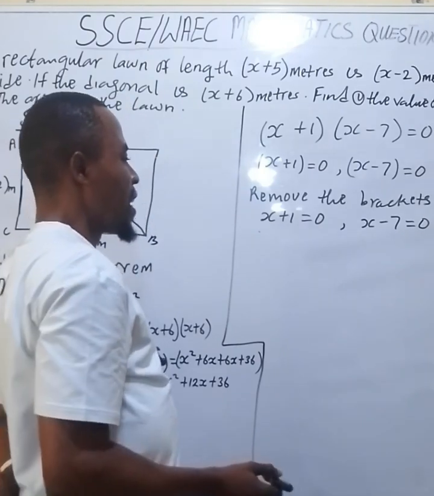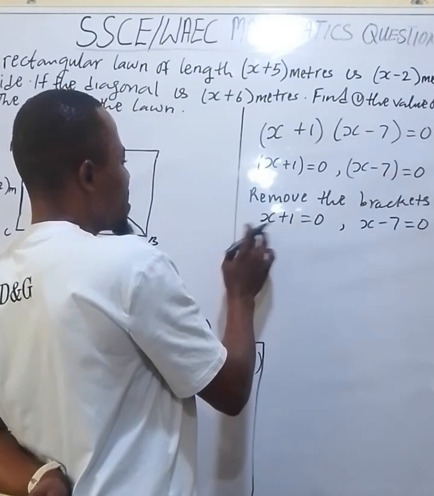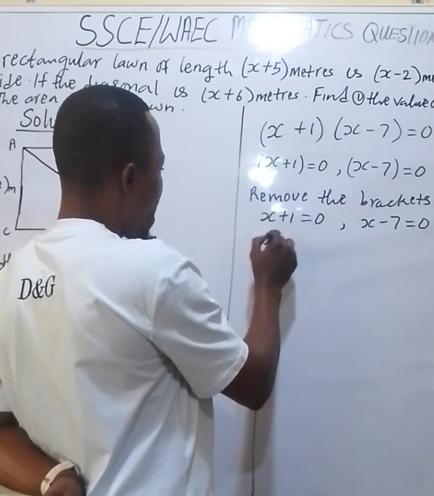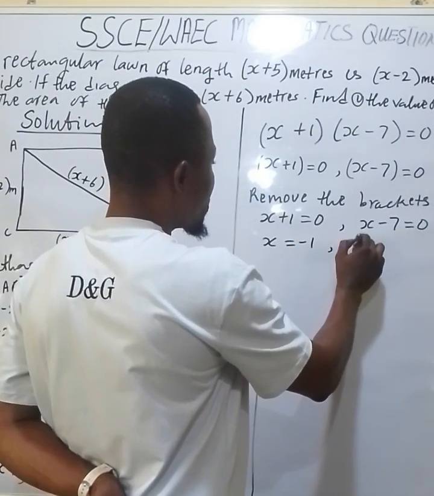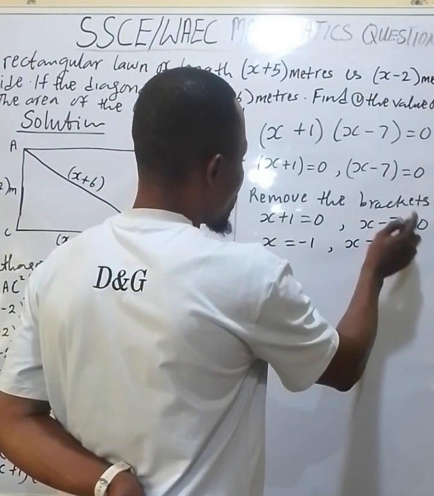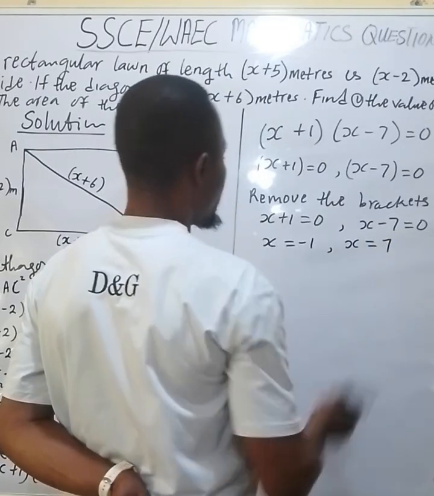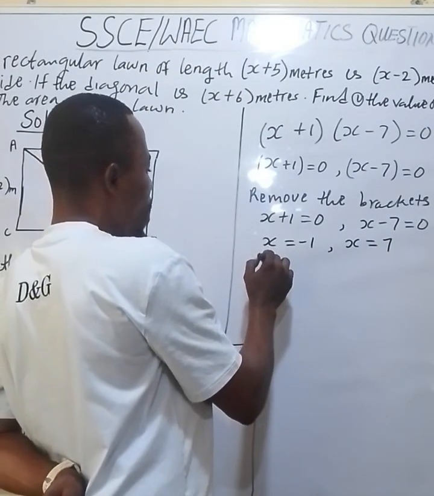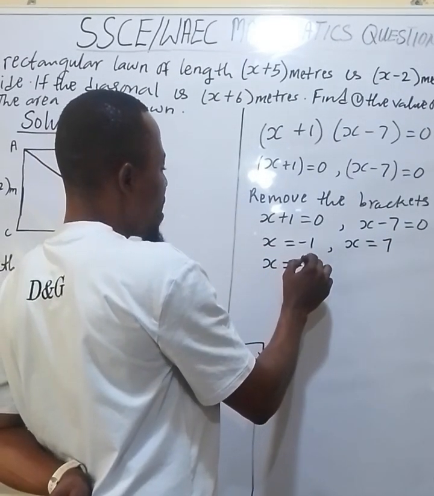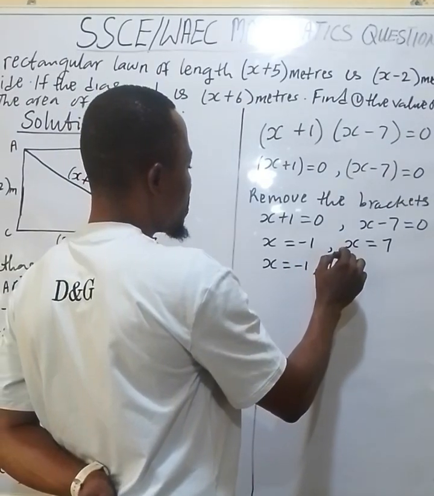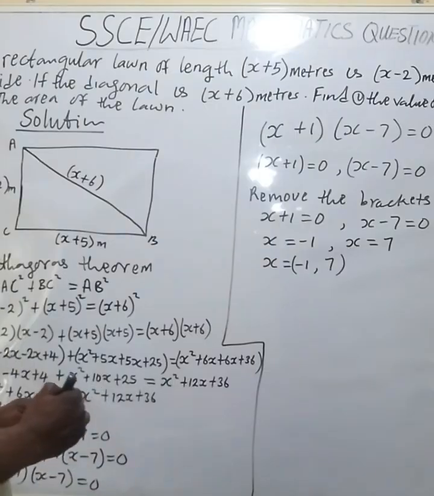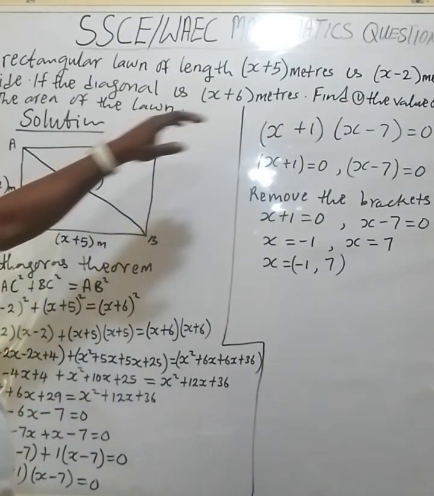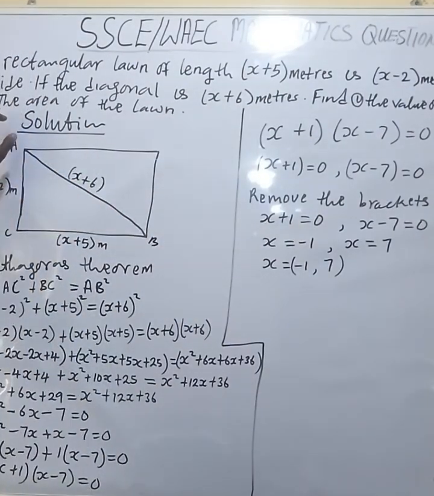Are we together now? So having done that, we take 1 to the other side. You now have x equals to minus 1, comma x equals to what? Plus 7. So which means now our x equals to minus 1, comma 7. So those are the values of our x. Are we together now? So that's the value of x that they asked us to get. Then after that, they now said, find the area of the land.